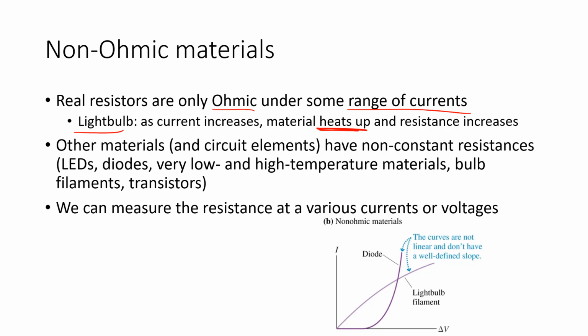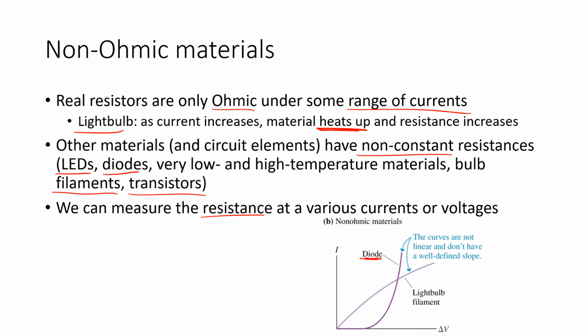Other materials and circuit elements also have non-constant resistances. Some common ones are LEDs, diodes, bulb filaments, anything at very low or high temperature, and transistors. So a lot of things used in electronics don't act like resistors. Their resistance is not constant. But we can still measure the resistance at different voltages or currents. And if we graph it, we'll get something that isn't a straight line, it isn't a proportional graph.